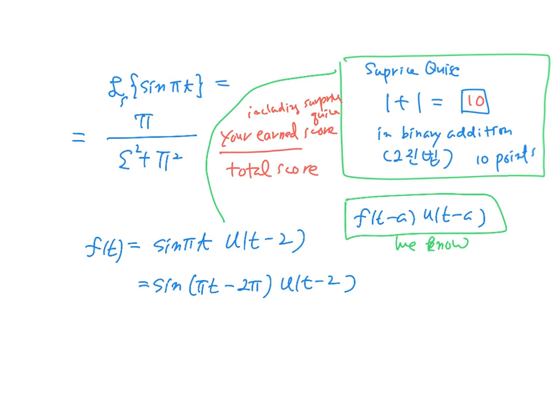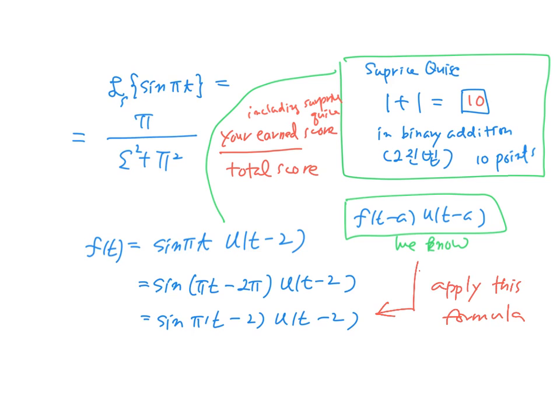So it becomes sine pi (t minus 2) u(t minus 2). Now we can apply this formula. So the Laplace transformation of f(t) is what? Exponential minus 2s times pi over s squared plus pi squared.